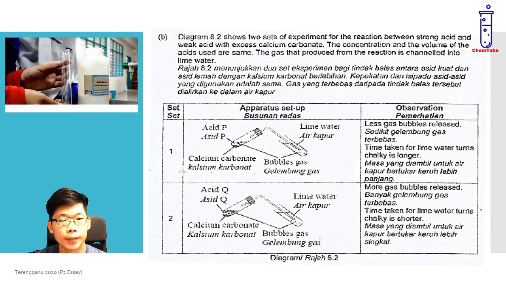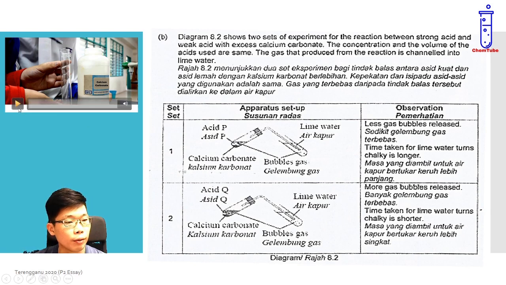Okay, B. The diagram shows 2 sets of experiments for the reaction between a strong acid and a weak acid with excess calcium carbonate, the marble chips. The concentration and the volume of the acid used are the same. The gas produced from the reaction is channeled into the lime water.